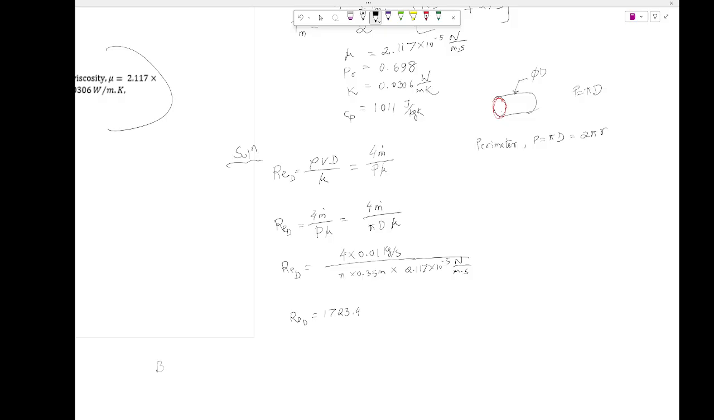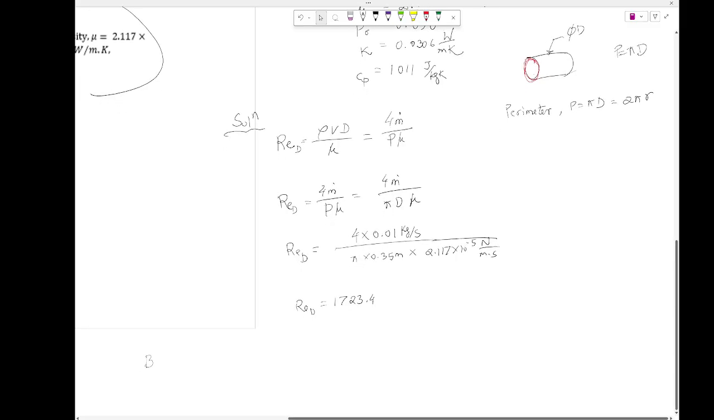Now this value is telling you we're dealing with 1723. I'm extremely sorry, this thing just doesn't show you properly. This 1723.4, what does it tell you? Is it a turbulent flow or a laminar flow? So you should be writing that, specifying that, and go from there.